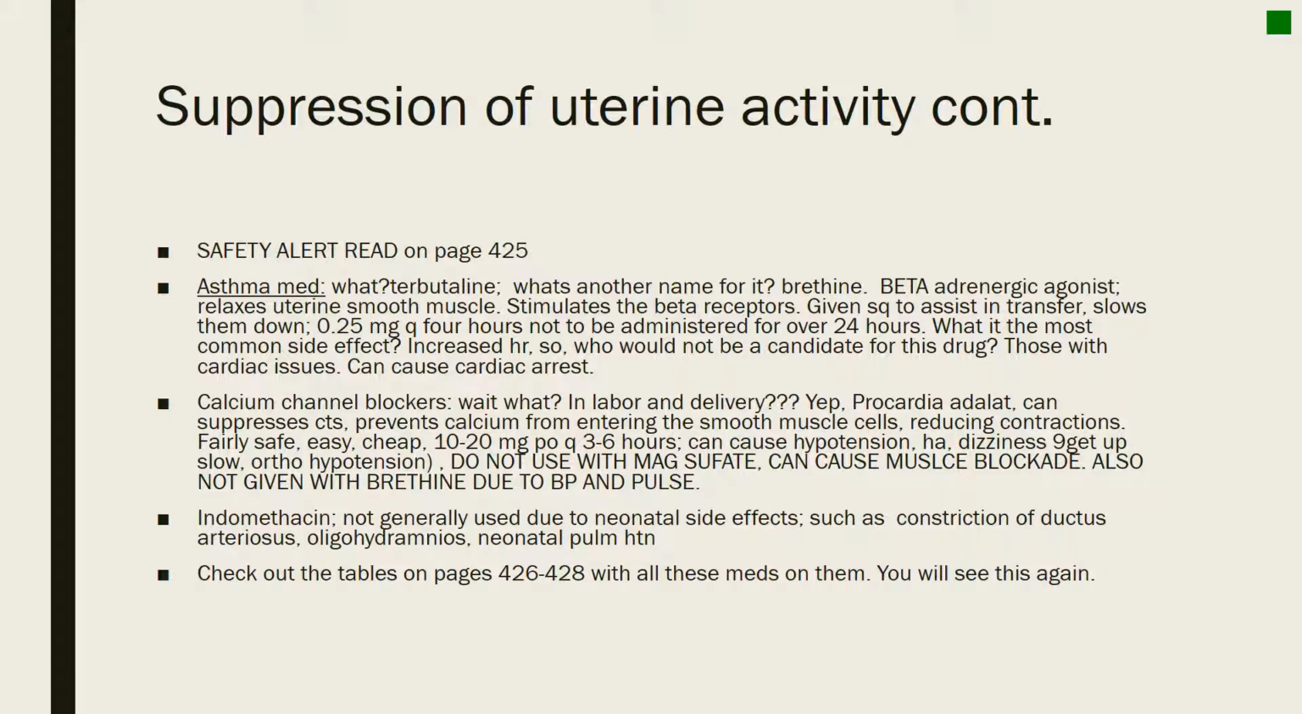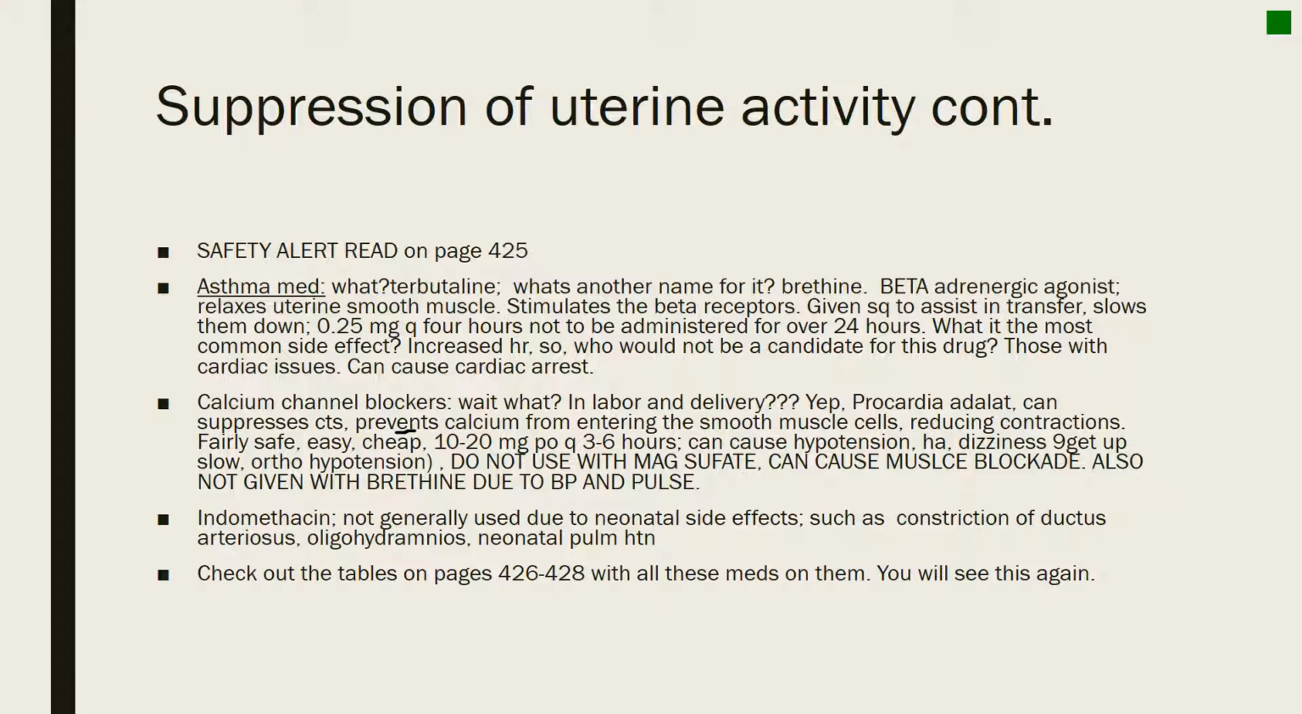Calcium channel blockers. In labor and delivery, Procardia, Adalat, they can suppress the contractions because, here's your path though, it prevents calcium from entering that smooth muscle. It reduces contractions. It's fairly safe. It's cheap. This medication has been around forever. 10 to 20 milligrams PO every 3 to 6 hours. It can cause hypotension because that's what we give it for, right? A headache, dizziness. We will have them get up slowly because of orthostatic hypotension.